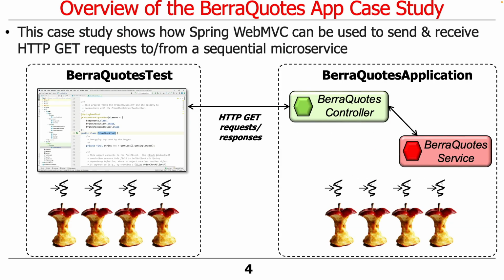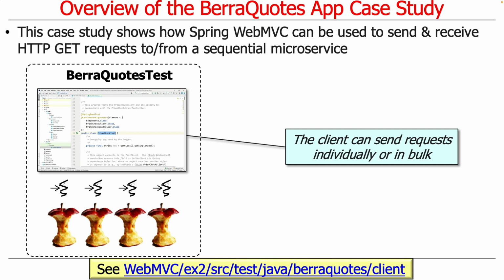So let's talk a little bit about this. The basic things we're going to talk about, what we're trying to get across here, is how you can send and receive HTTP GET requests to and from a sequential microservice without having to know anything about HTTP programming. So we're going to encapsulate the details of HTTP behind nice abstractions. And that, of course, will figure in very nicely to your assignment 1A, because you have to do very similar kinds of things.